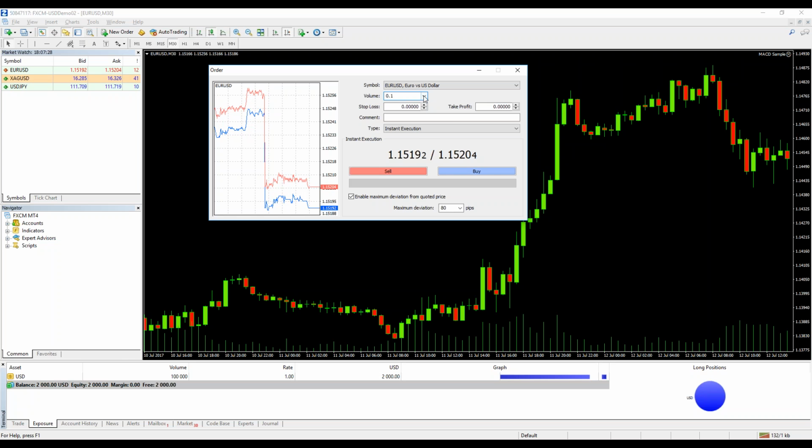Usually you have to type it in because it doesn't actually have it down here in the drop down, so you just type in 0.1. Okay, so that's your volumes.